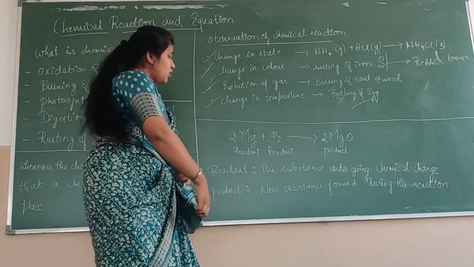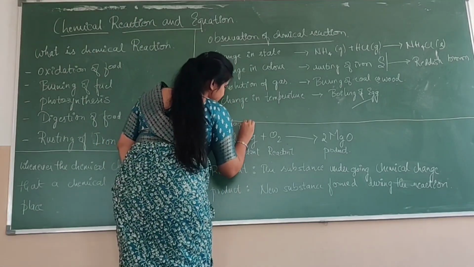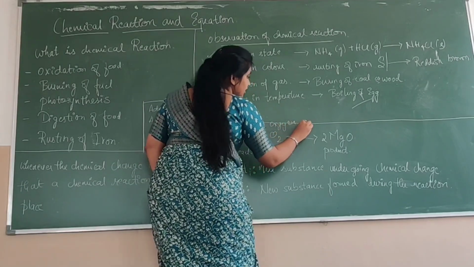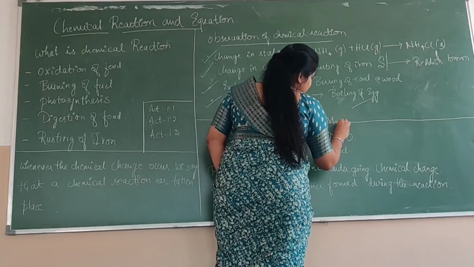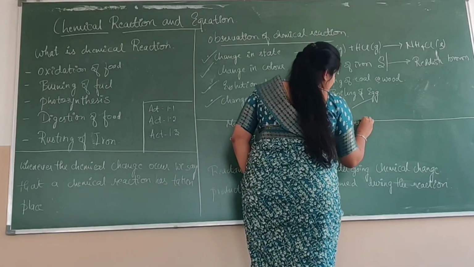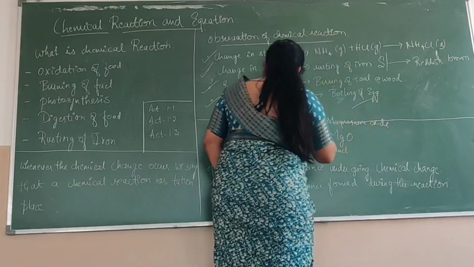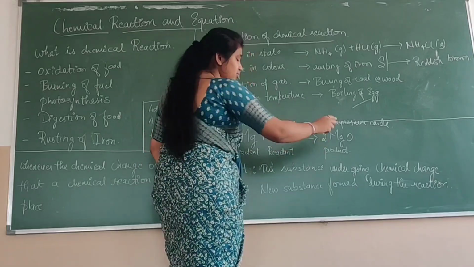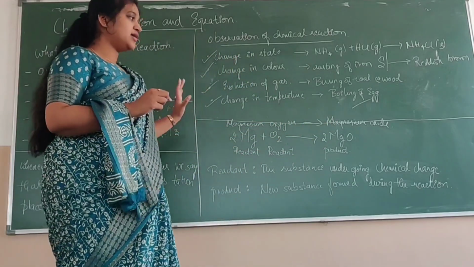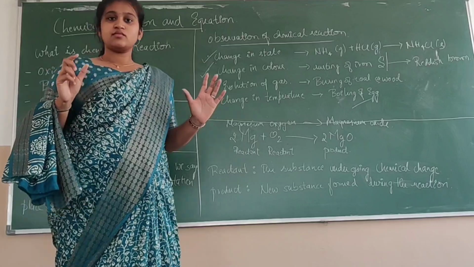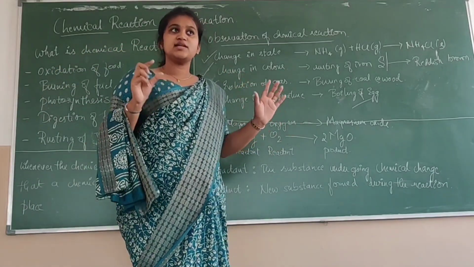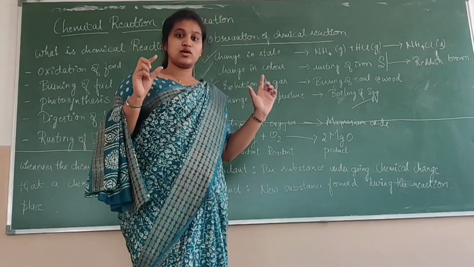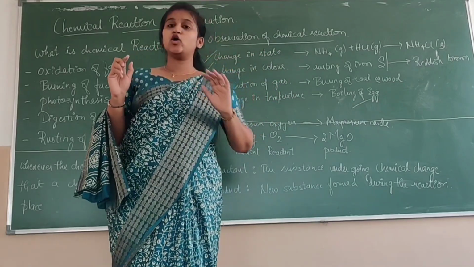You can also write this as magnesium and this as oxygen. Here you can get magnesium oxide. Representing this in a shorter manner, that is Mg plus O2 gives 2MgO. Representing it in a shorter manner is nothing but a chemical equation. Did you understand? Representing a chemical reaction through an equation is known as a chemical equation. I hope it is clear.